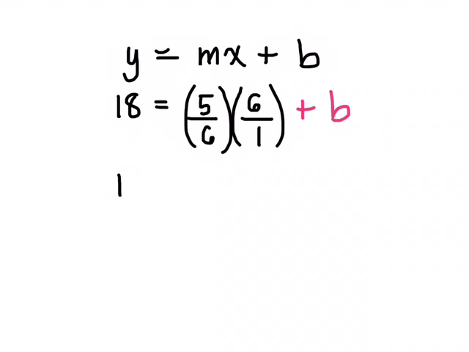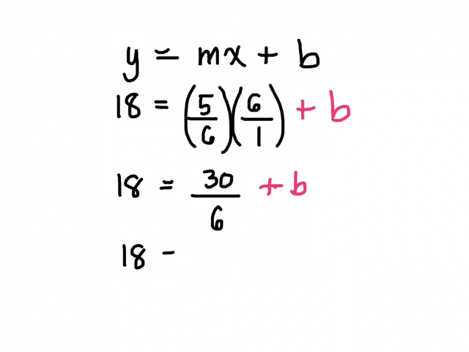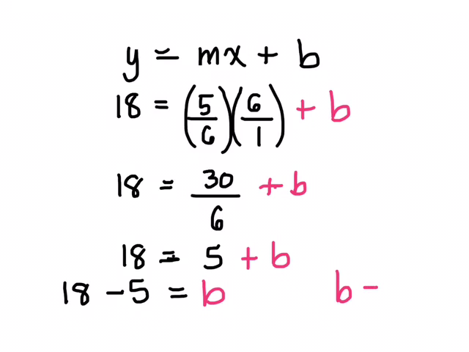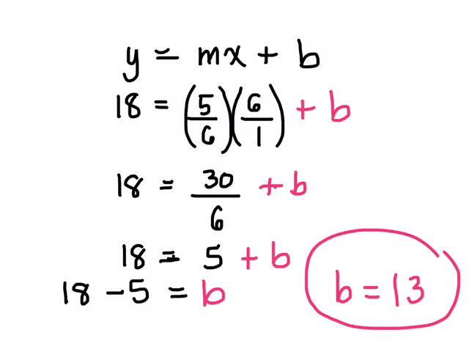Good. So 18 equals 5 times 6 is 30, 6 times 1 is 6, plus b. What's 30 divided by 6? Simplify it. Equals 5 plus b. How do I isolate b? It becomes 18 minus 5 equals b. What's 18 take away 5? So b is equal to 13.